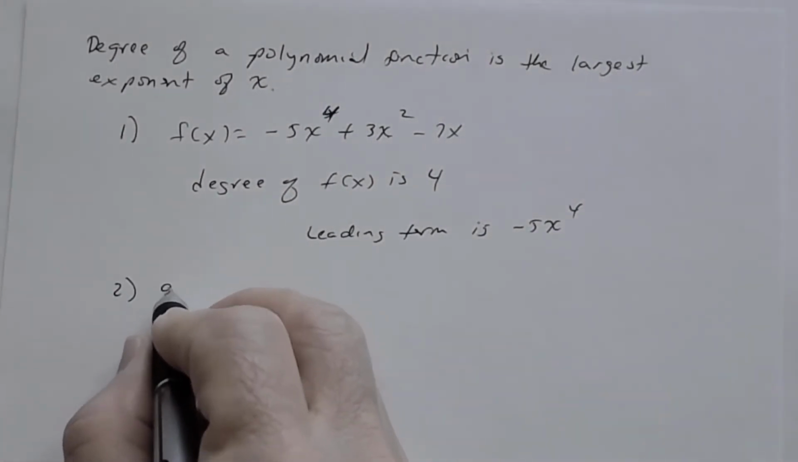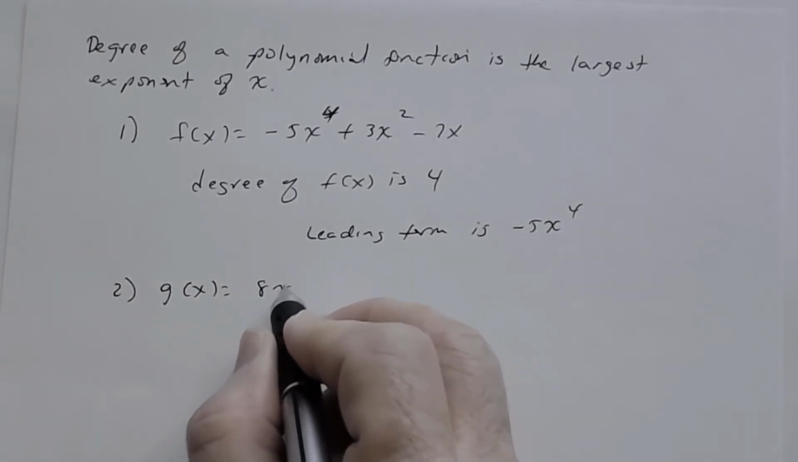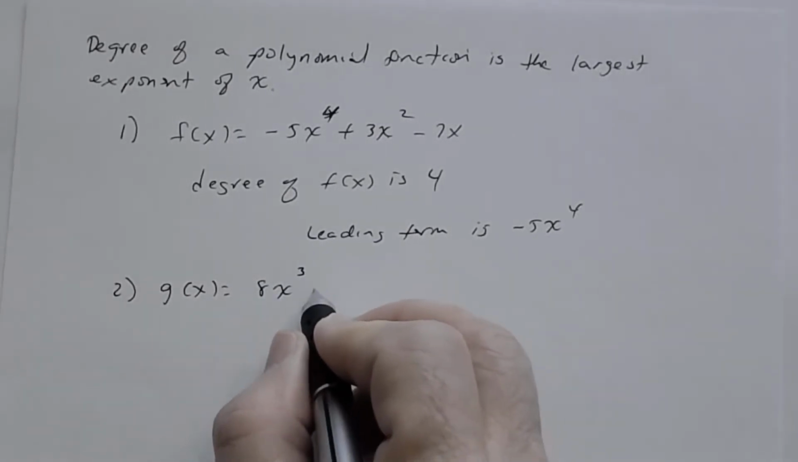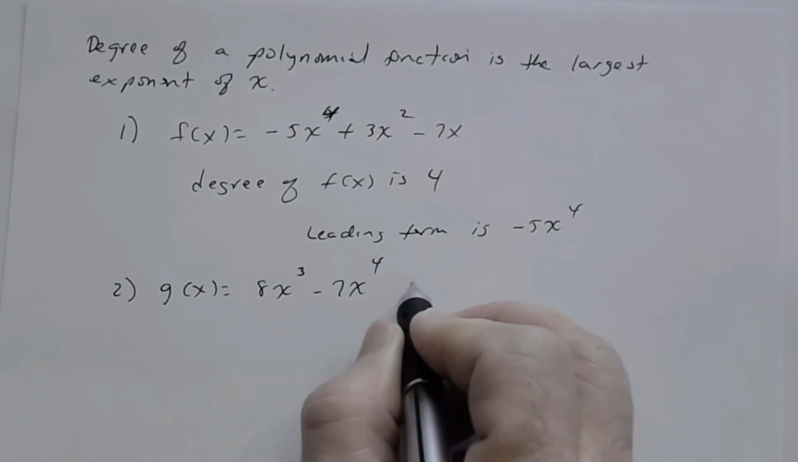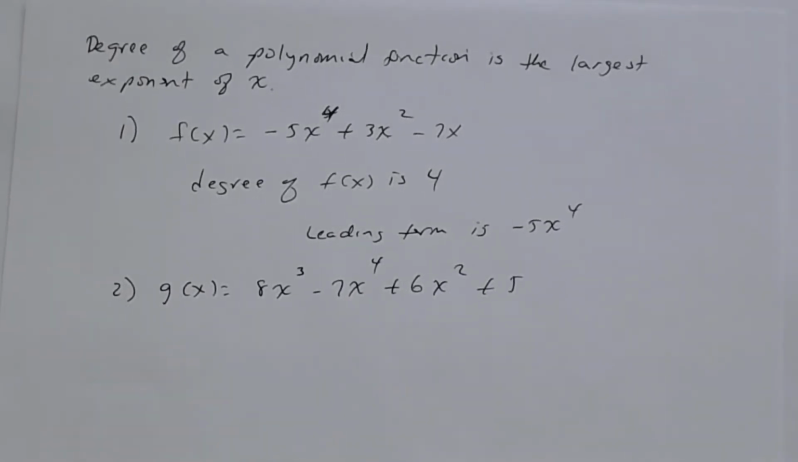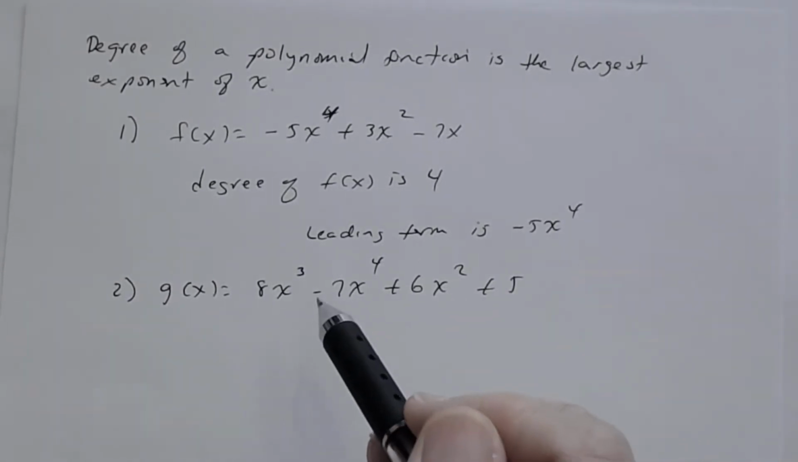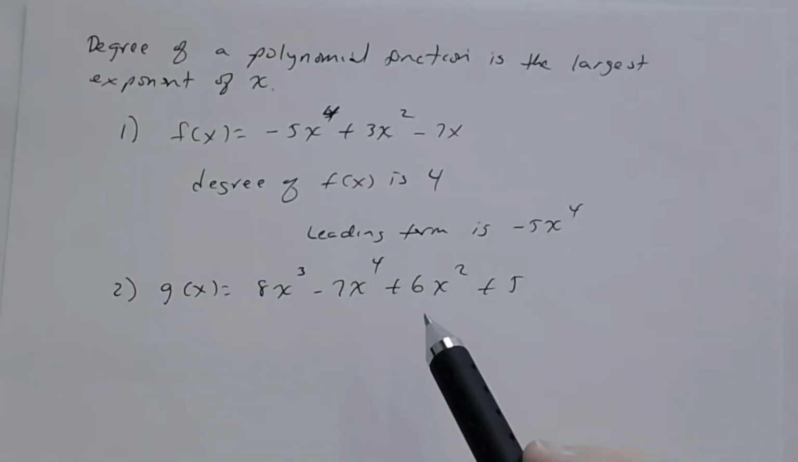Number 2, let's suppose our function is this. So we have 8x to the 3rd power minus 7x to the 4th plus 6x squared plus 5. Let's say we had that. Okay, so we had this polynomial function. It's listed term by term. Now, keep in mind it's not in descending order, but we can still determine the degree.